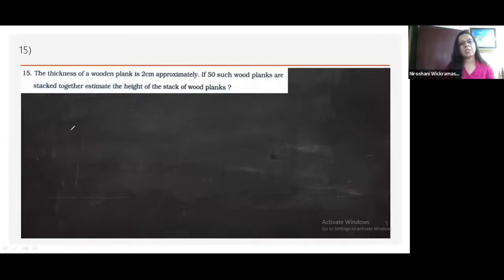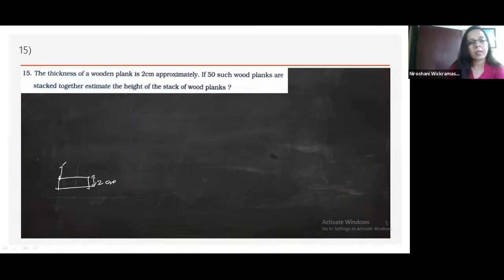The thickness of a wooden plank is approximately 2 centimeters. If 50 such wooden planks are stuck together, estimate the height of the stack of wood planks. One plank's thickness is 2 centimeters.